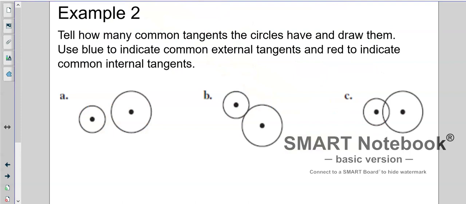All right, so for example, tell how many common tangents the circles have and draw them. Okay, so what we're doing is we're going to just draw lines where they could possibly touch. So I'm going to do my best job possible. There's a line of tangency. Same idea here. That's a horrible, not straight line, but that line is tangent.